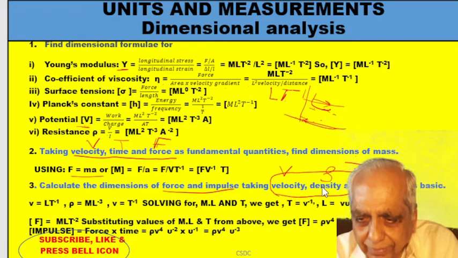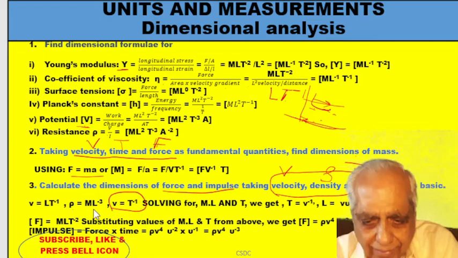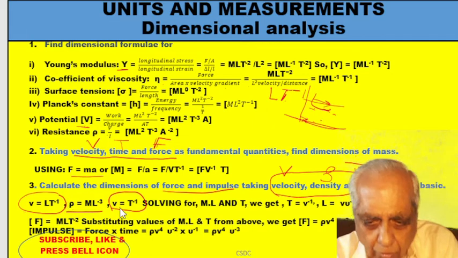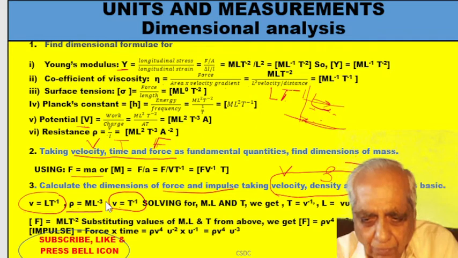Frequency is very simple. Frequency is 1 upon period. Density is mass per unit length cubed. And velocity is distance traveled per unit time. So this is my velocity. So my velocity in terms of fundamental is this, density is this, nu is this. Nu is frequency. Now, we have got three equations. So let us now get the value of m, l and t in terms of these fundamental quantities.